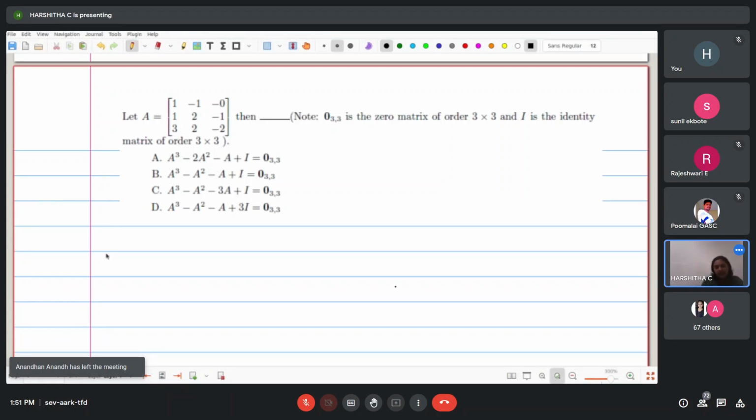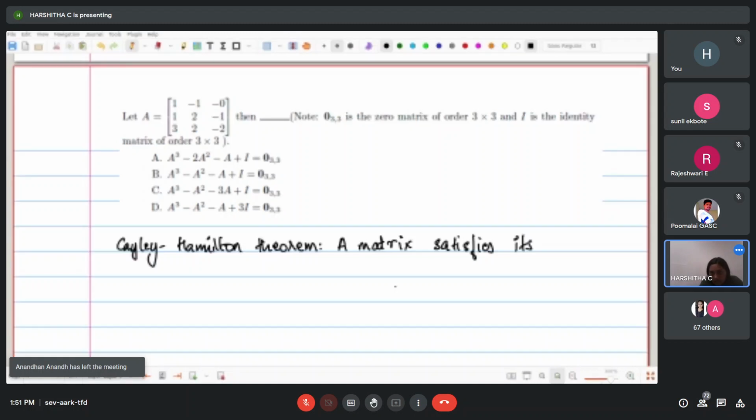Exactly. The Cayley-Hamilton theorem says that if you have a matrix and you find its characteristic polynomial, the matrix satisfies its characteristic polynomial. So you substitute the matrix in the characteristic polynomial, and you get 0. So a matrix, roughly speaking, satisfies its characteristic polynomial.